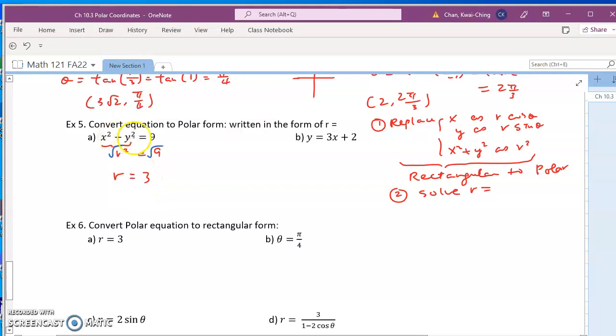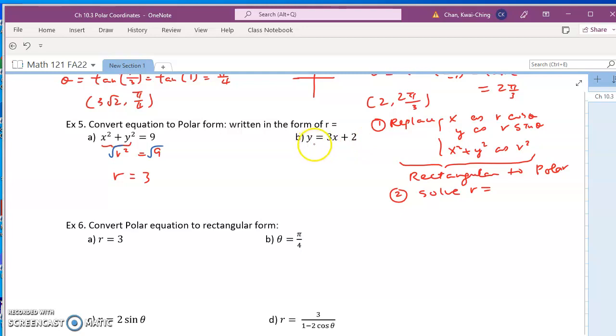See, this is a circle. It's quite complicated as x squared plus y squared equal to 9. But on a polar grid, you graph r equal to 3. That makes sense because r equal to 3 is the circle where all the points have distance 3 from the pole, right? So it's the same thing.